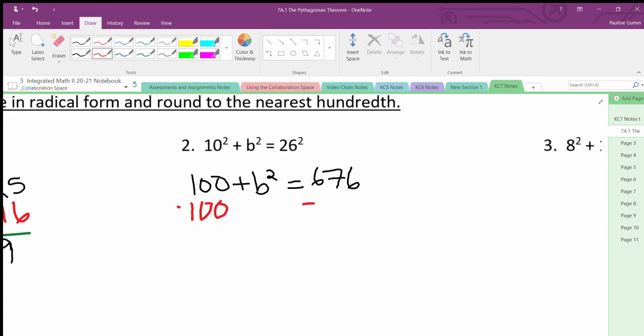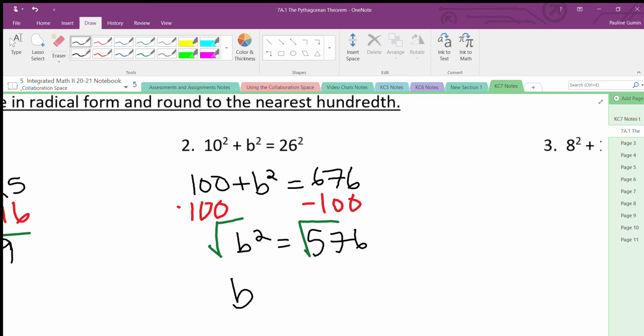Let's subtract 100 from both sides. And I have b squared equals 576. And just like before, we need to square root both sides in order to get b by itself. I feel like I said 574 for some reason. Clearly it's 576 right there. Okay, let's square root both sides. Remember, this is a triangle we're thinking about, so we're only going to have a positive answer. The square root of 576 is 24.